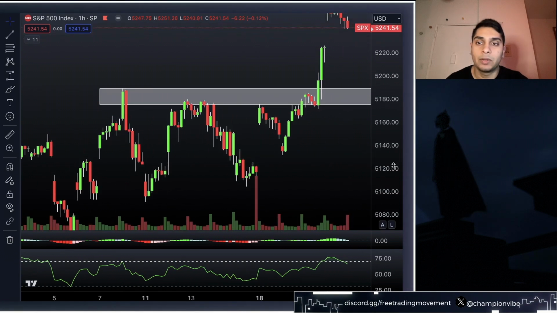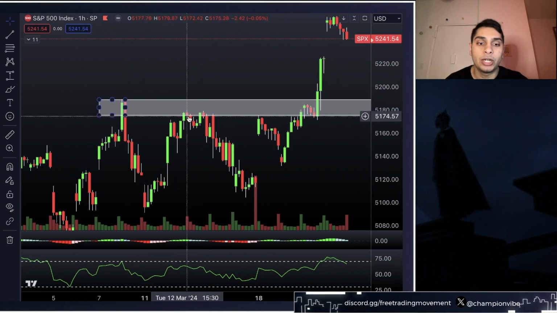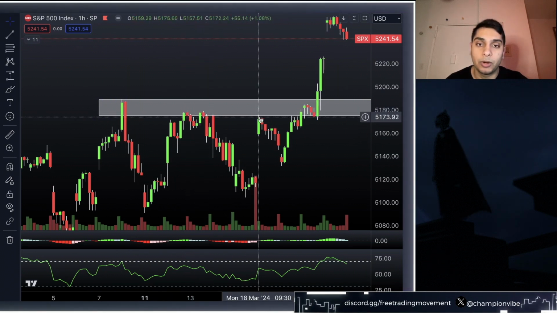So an example over here would be this 5180 level on the SPX. You can see it rejected on March 8th, it rejected on March 12th and 13th, it rejected on March 18th.